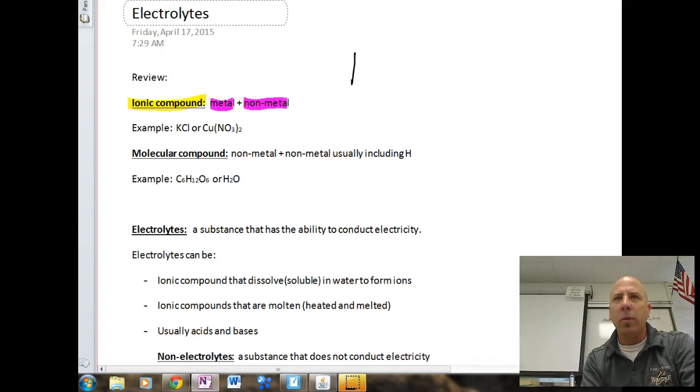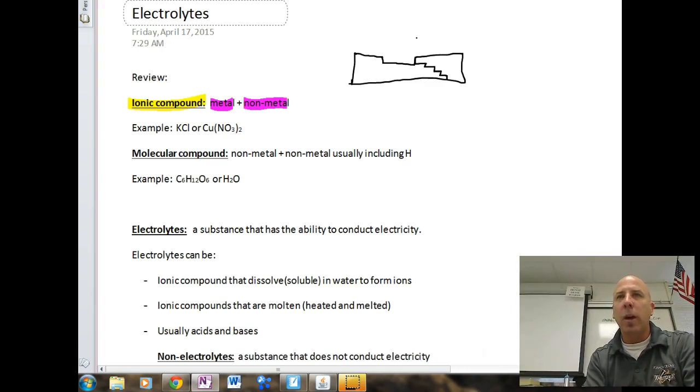And just a super fast review, if we draw a rough sketch of our periodic table here, well, that's a really rough sketch. And there's our semi-metals there. Remember, everything to the right of the stair-step line is considered a non-metal, and everything to the left of the stair-step line is considered a metal, with the exception of hydrogen sitting up there, and hydrogen is going to act like a non-metal most of the time, as we're going to see soon.